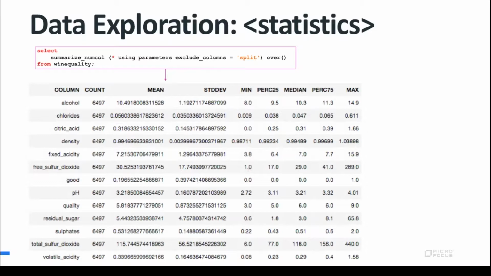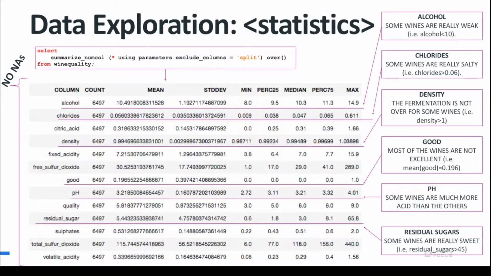We have many functions for this, and we have this function called summarize new column, which is totally similar to describe in Python pandas, or summarize in R. Having all the statistical information about all the components is really important to build a strategy. As you can see in our data set, some wines are really weak. We have less than 10 degrees of alcohol for some wine. Some are reaching 8 degrees.